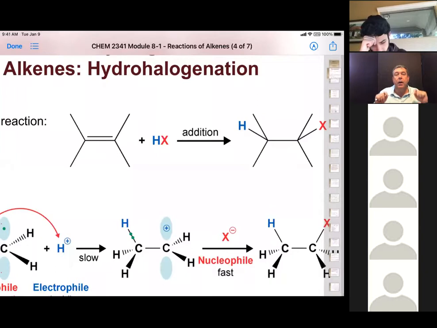Okay, so it's searching for an electrophile. Okay, and so we have to think about it in those terms. And when we do, we'll see that the selectivity of the reaction follows those rules of nucleophile, electrophile, and most stable transition state. Okay.